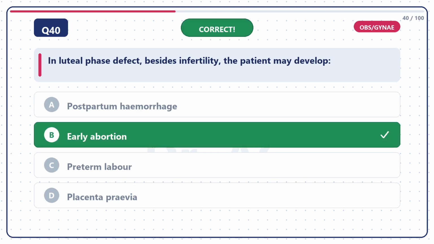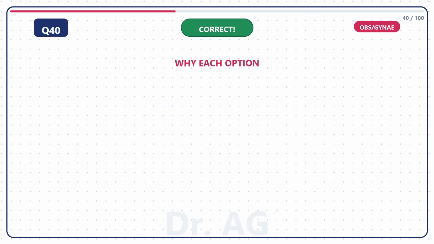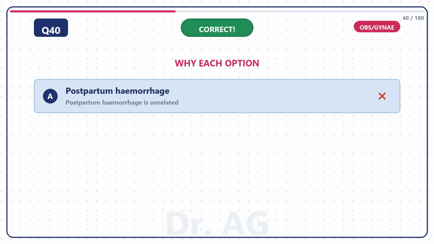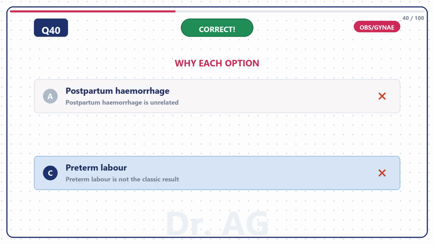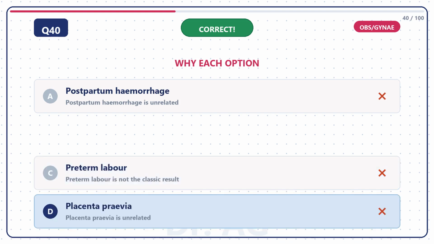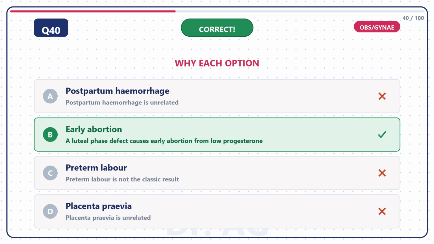The correct answer is option B, early abortion. Let's go through the options. Postpartum hemorrhage. Postpartum hemorrhage is unrelated. Preterm labor. Preterm labor is not the classic result. Placenta previa. Placenta previa is unrelated. And the correct answer is early abortion.